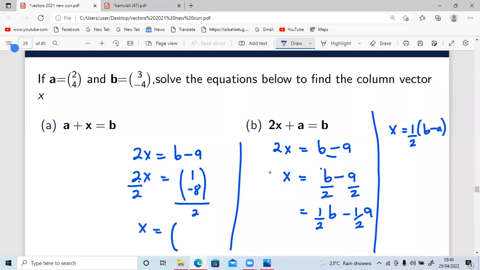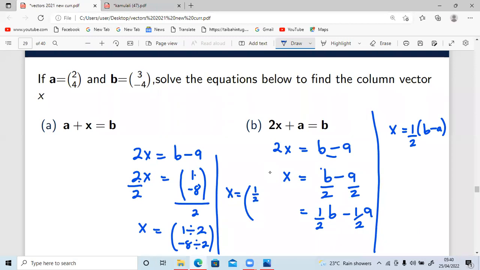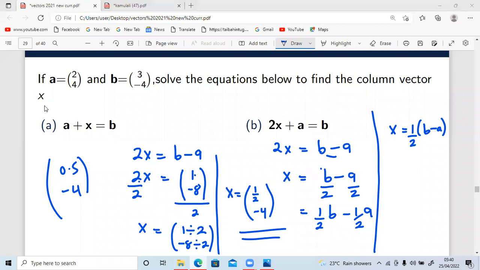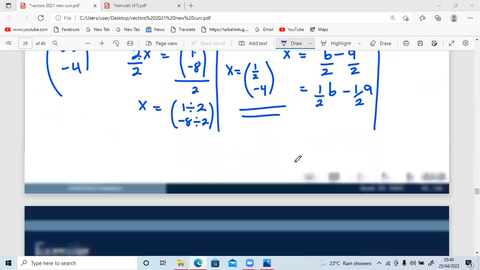It means x is equal to, so this 2 divides both numbers. I say 1 divided by 2, -8 divided by 2. And this will give you x is equal to, I've seen people writing a half or 0.5, and -4. So this is your answer. So in case those who have written 0.5 and -4, you are very right. Okay. Are we good to continue? Yes.